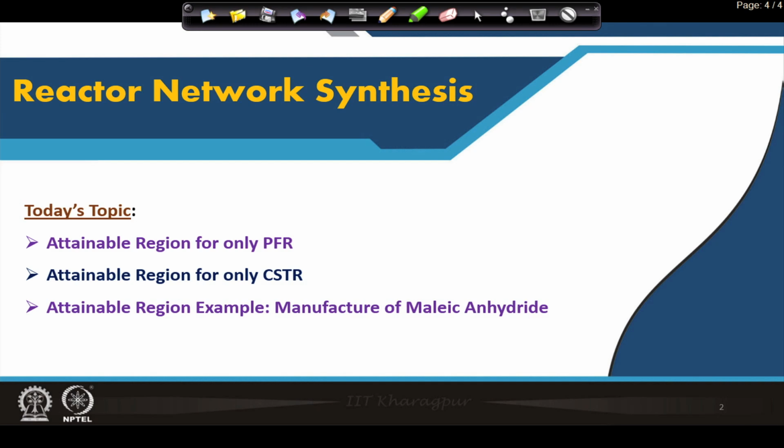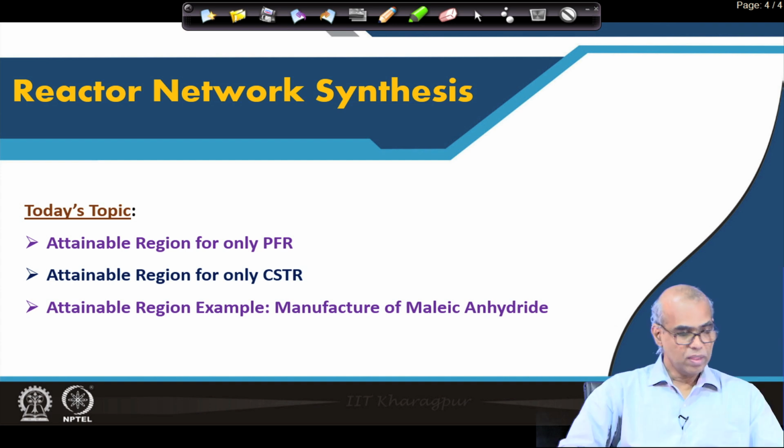In today's lecture, we will first consider only PFR and CSTR and see how to construct attainable region for these reactors, and then we will consider a simple example to demonstrate the applications of attainable region. So, this will be our today's topic. We will first talk about attainable region for only PFR, then for only CSTR, and an example on manufacture of maleic anhydride will be taken last as an example of application of attainable region.